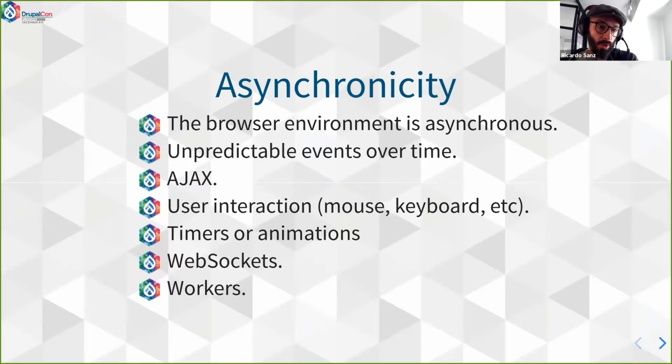In the browser, this is not true. We don't know when many operations will return their data. Ajax operations are the main example, but it's the same for workers, user interactions, WebSockets, timers, animations. All of them are sources of asynchronicity. So how can we manage this uncertainty in this environment, this asynchronicity?